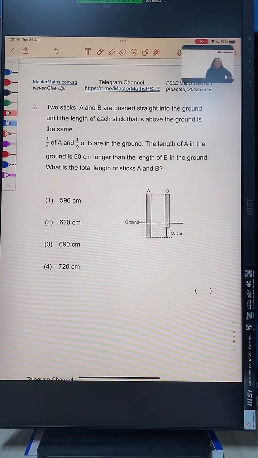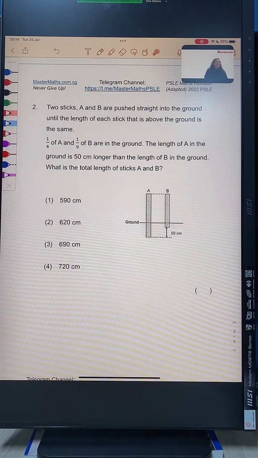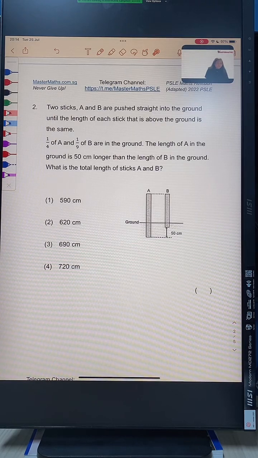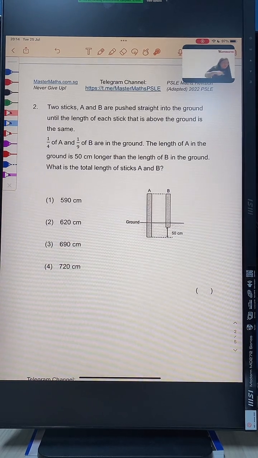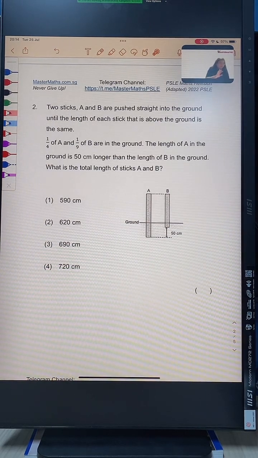Question 2. Two sticks A and B are pushed straight into the ground until the length of each stick that is above the ground is the same. 1/4 of A and 1/9 of B are in the ground. The length of A in the ground is 50 cm longer than the length of B in the ground. What is the total length of sticks A and B? Please try this question now. As usual, if you need help, just type an SOS for me, okay?